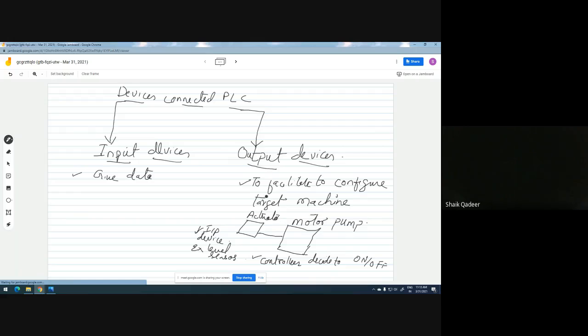Just see this thing. What I have listed about output device, basically it facilitates configuring the target machine. The same terminology is used in machine learning or artificial intelligence. If we make an intelligent system, then the purpose of input device in the system is to give data, and the purpose of output device is to facilitate configuring the target machine. Hope it is clear to everybody. Please acknowledge. Yes, sir.